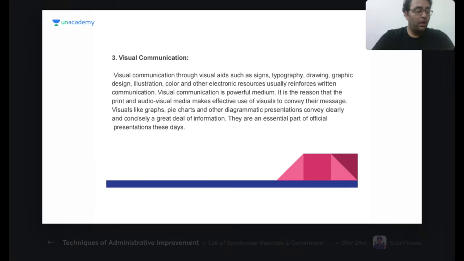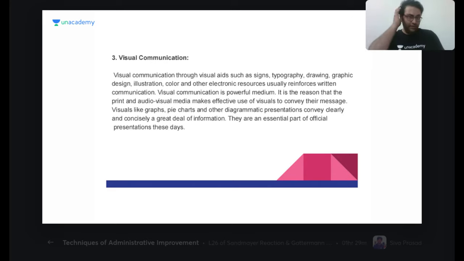Visual communication. Visual communication through visual aids such as signs, traffic signs, typography, drawing, graphic design, illustration, color, and other electronic resources usually reinforces written communication. Visual communication is a powerful medium. It is the reason that the print and audiovisual media make effective use of visuals to convey their message. Visuals like graphs, pie charts, and other diagrammatic representations convey a great deal of information clearly and concisely. They are an essential part of official presentations these days.